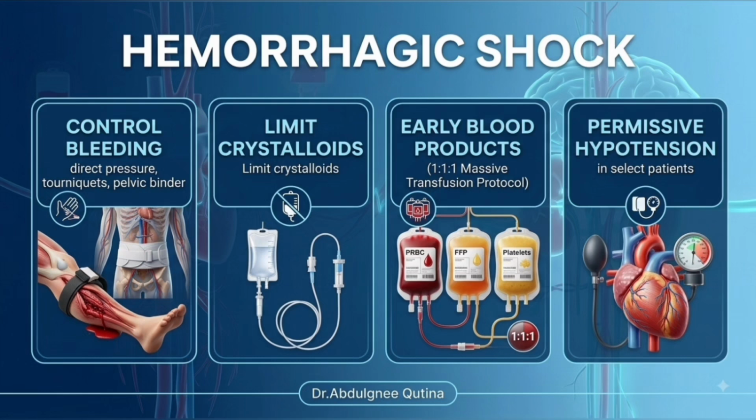Instead, you trigger a massive transfusion protocol early using a 1-to-1-to-1 ratio of packed red blood cells, fresh frozen plasma, and platelets. We also use permissive hypotension, meaning we let the blood pressure ride a little bit low so we don't accidentally blow out any fresh, fragile clots forming at the injury site.